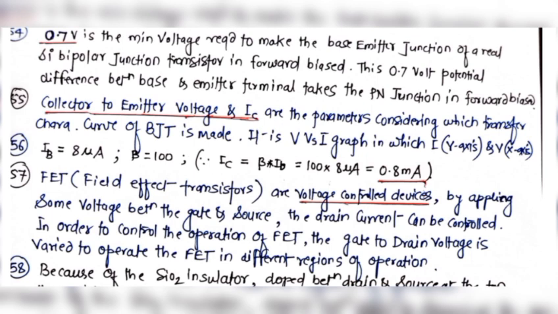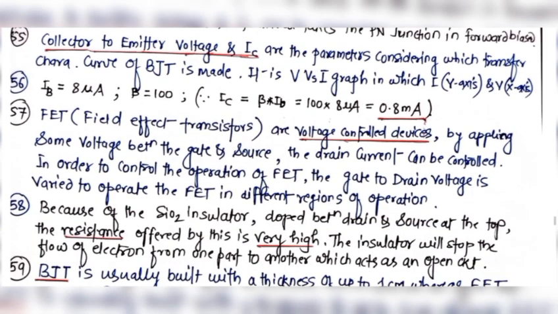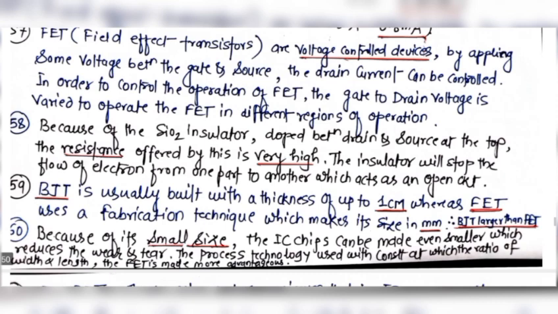Collector-to-emitter voltage and IC are the parameters from which the transfer characteristics curve of a BJT is made. It is a voltage versus current graph in which current lies on the y-axis and voltage lies on the x-axis. Here IC is equal to beta into IB, that is 0.8 milliampere in this example.